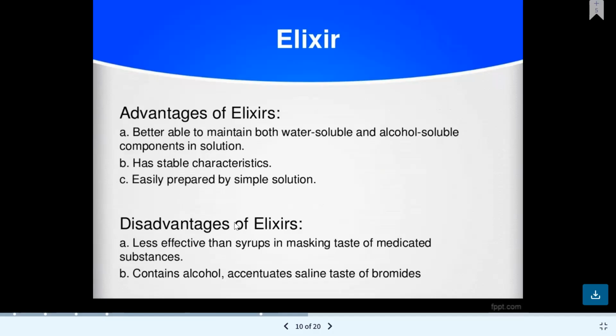Disadvantages of elixir: it is less effective than syrup in masking the taste of medicated substances, and it contains alcohol. Bromides: bromine is added in this type of elixir. So these are some characteristics of elixir.